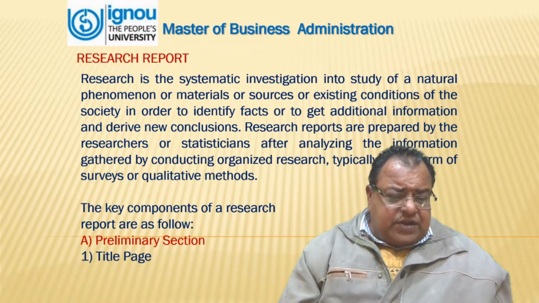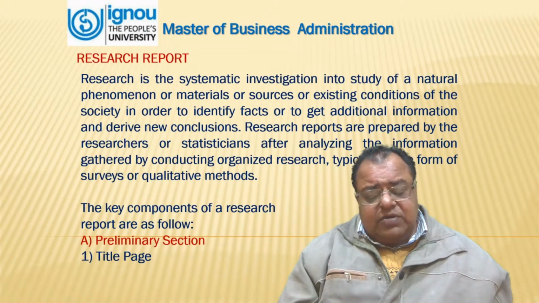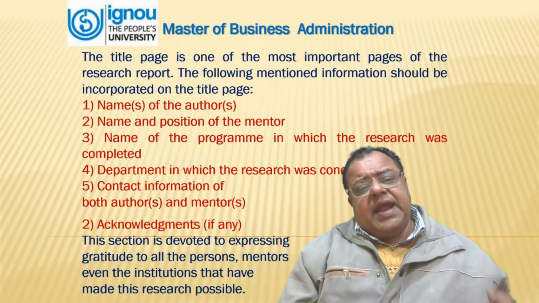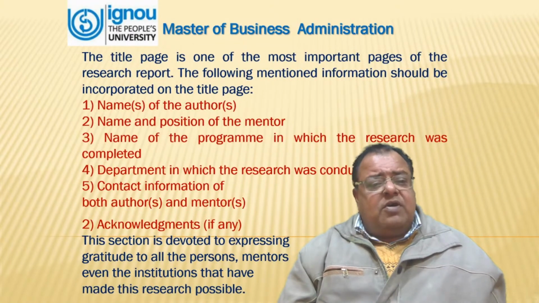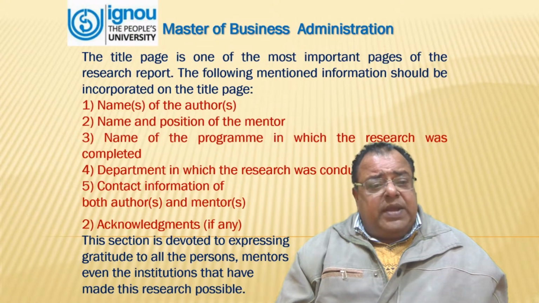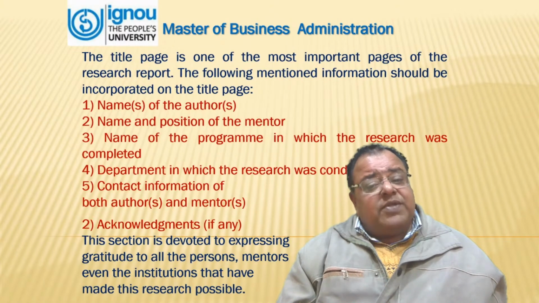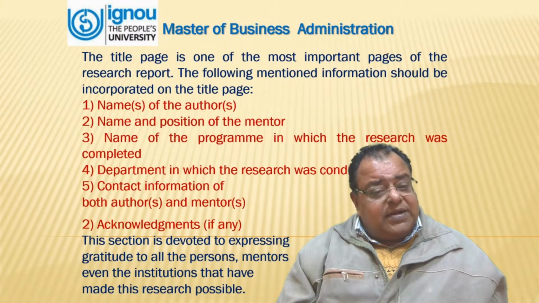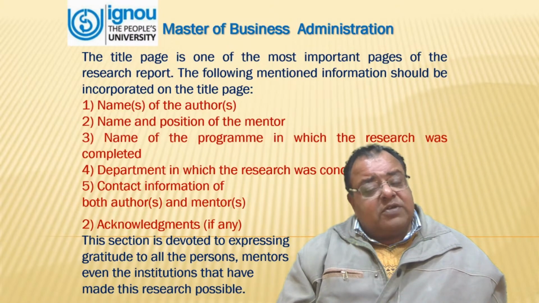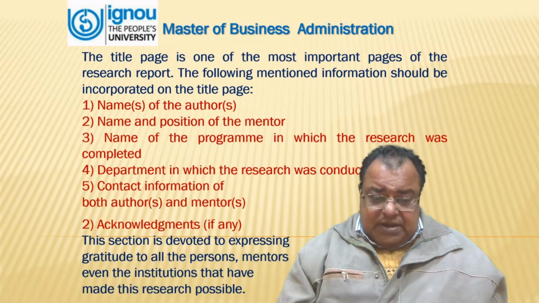The key components of research reports are: first one is preliminary section, which includes title page. The title page is one of the most important pages of the research report. The following mentioned information should be incorporated on the title page. That is, names of the authors or author, name and position of the mentor, name of the program in which the research was completed, department in which the research was conducted, contact information of both authors and mentors.